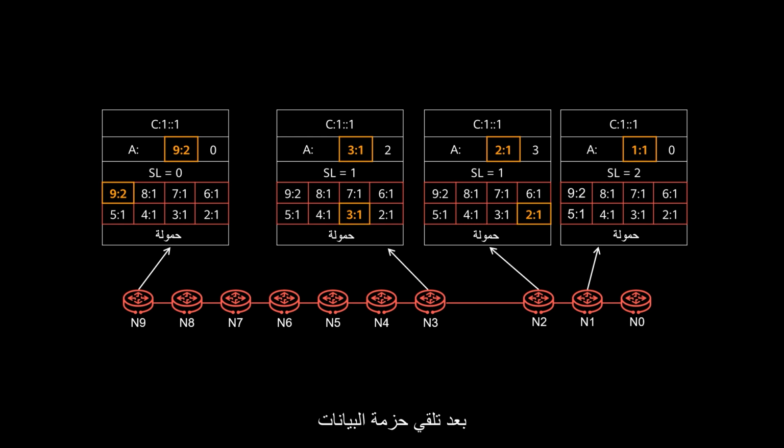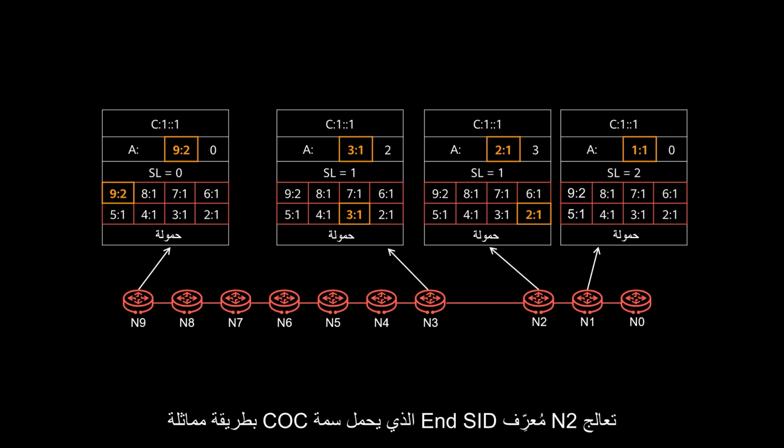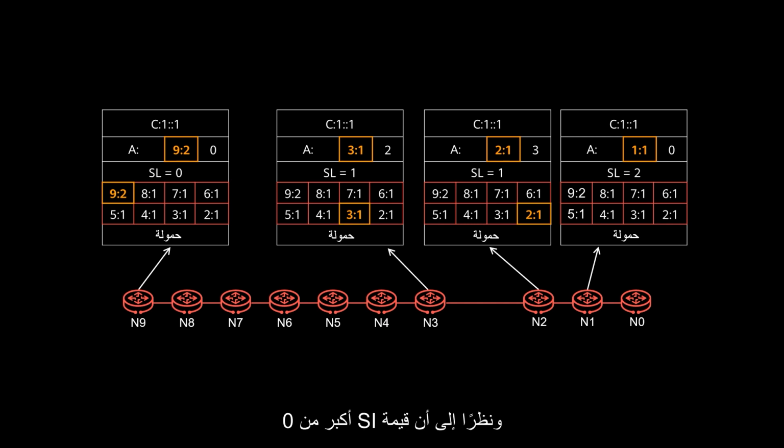After receiving the data packet, node 2 processes the COC flavor End SID in a similar way. Because the SI value is greater than 0 now, node 2 decrements the SI value to 2 and locates the next CSID 3:1, and then it updates the CSID to the DA and forwards the packet to the next hop, node 3. This processing repeats until the packet is forwarded to node 8.